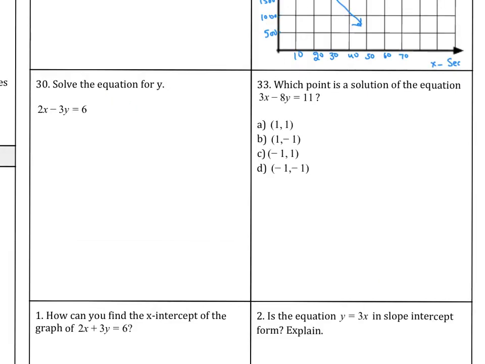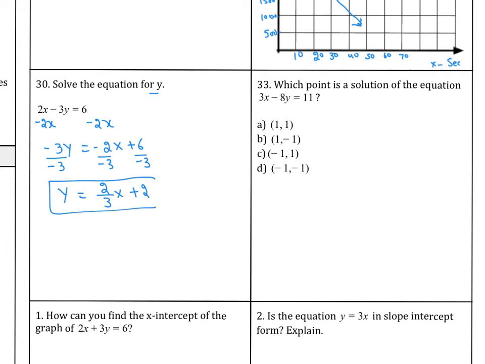Now let's solve number 30. To solve for y, we isolate y. Subtract 2x from both sides: negative 3y equals negative 2x plus 6. Then divide each term by negative 3. You get y equals 2 over 3 x plus 2, and that is in slope-intercept form.